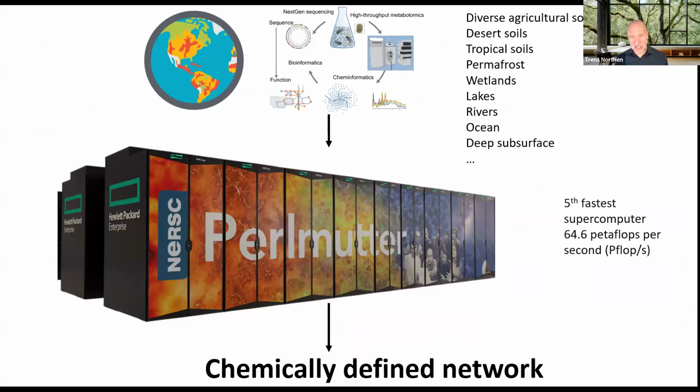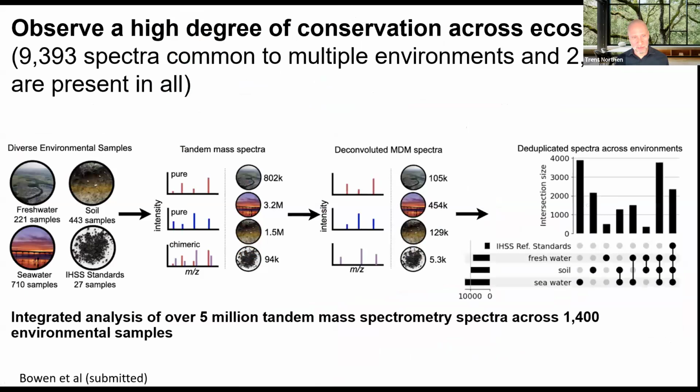So this was a big lift with lots of scope creep. We started off just going to do this for soils, and then pretty soon it became, let's just do everything, everything on Earth. And we actually ended up using, Ben and Thomas used Perlmutter, which is the 5th fastest supercomputer on Earth, to do some of these steps to build a chemically defined network.